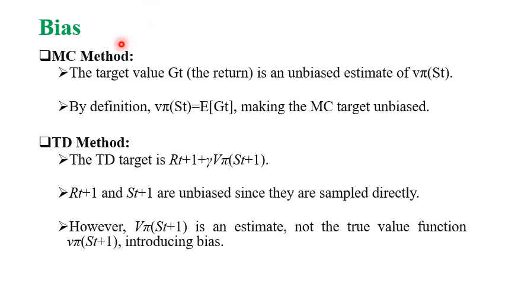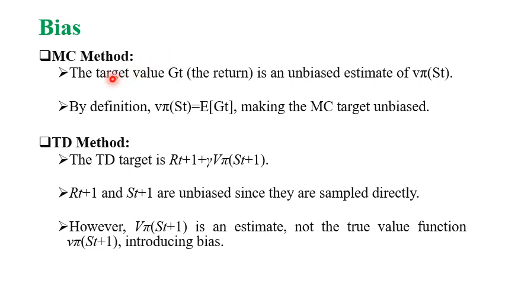Bias. Before discussing bias in Monte Carlo method and temporal difference, let me tell you what bias is. Bias is an assumption that we make about the target function. Actually, it is a simplifying assumption that we make about the problem. We call this a bias. When we say low bias, we mean we have a small number of assumptions, and when we say high bias, we have a high number of assumptions.